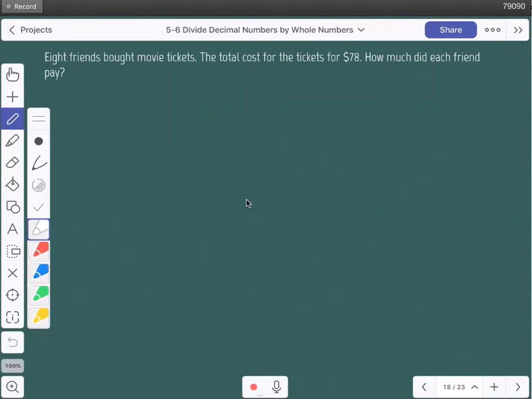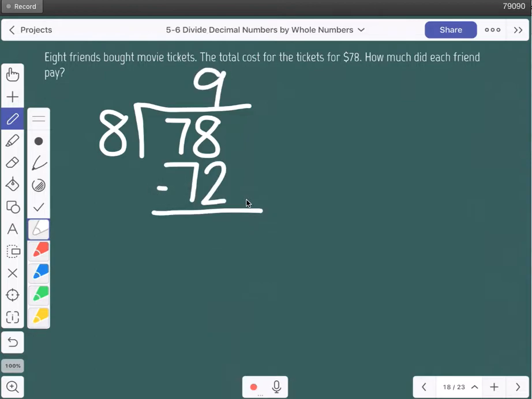So this doesn't seem like a decimal number, but it is. We have our $78 divided by 8 people. When we start dividing, we're going to divide as normal. 8 goes into 7 no times because 7 is less than 8. So 8 goes into 78 9 times. And when I subtract that, I'll have 6.